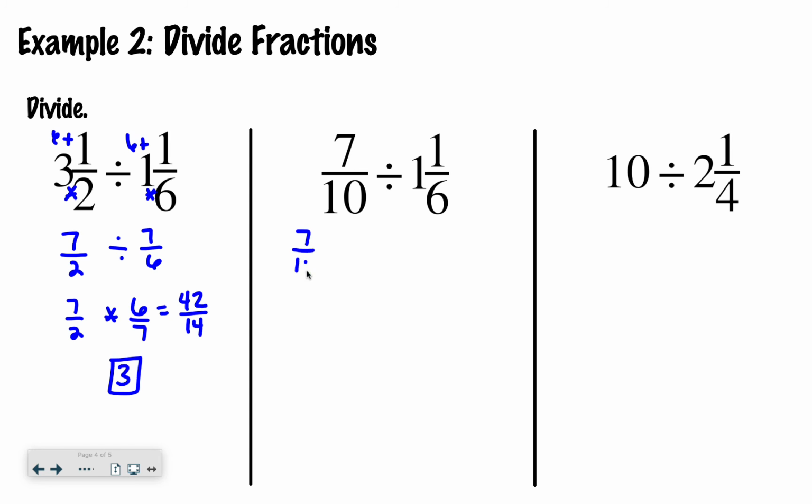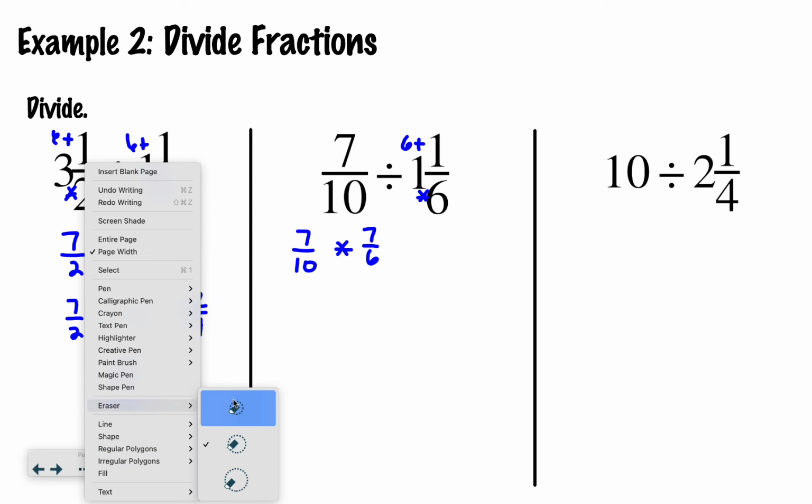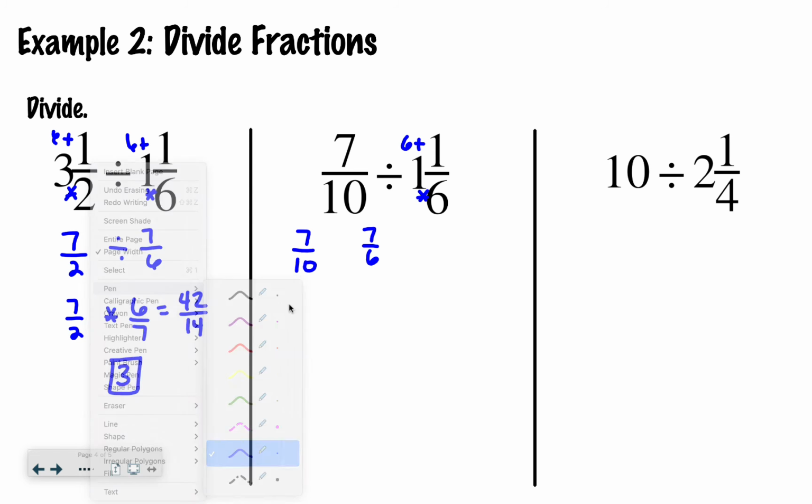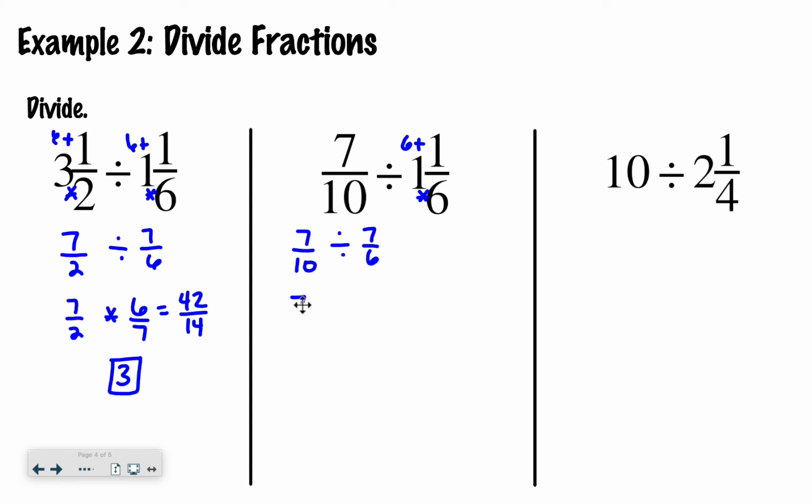We have 7/10. That's already done. That is not a mixed number, but we're going to convert the 1 1/6 to 7 sixths. And I accidentally wrote multiplication, but that is still division. All right, so 7/10 divided by 7 sixths. We keep our first fraction, 7/10, change the division to multiplication, and we flip our second number. So now if we multiply, we get 7 times 6 is 42 over 10 times 7 is 70.